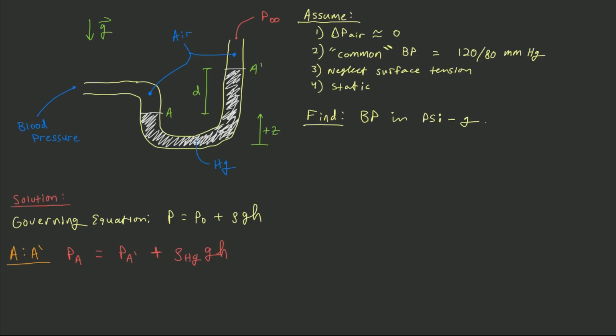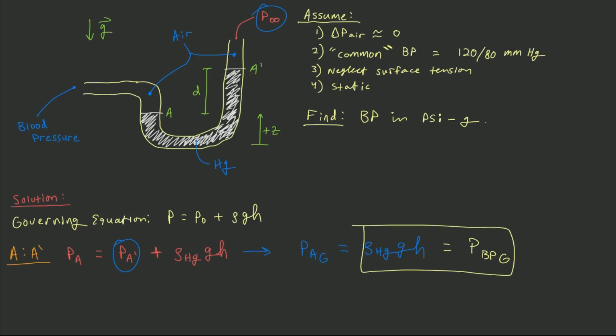We could say that if we want to express this in gauge pressures, then we could say PA gauge is equal to rho_Hg g h, where PA gauge is simply PA minus PA prime, where PA prime is equal to P atmospheric because of assumption 1. As we just determined, PA is equal to P blood pressure because of assumption 1. So this is equal to P blood pressure, and that will also be in gauge. So this is the main equation that we want to work with.